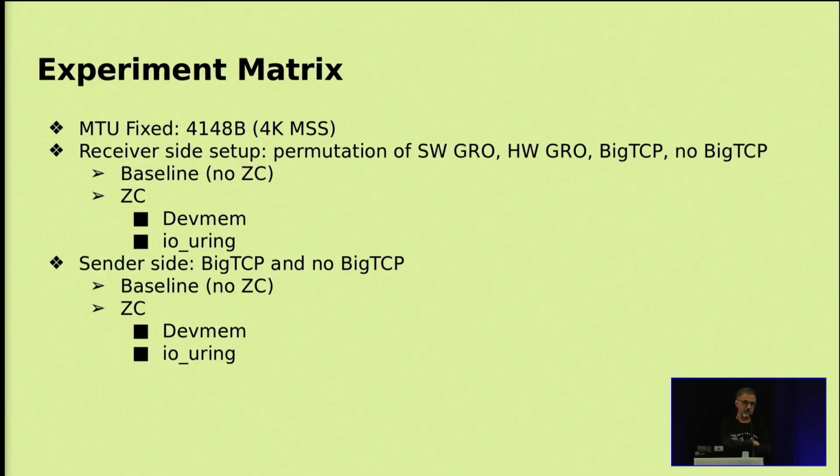We picked our test cases. We didn't want to do too many tests. So the receiver side is a permutation of software GRO versus hardware GRO versus big TCP versus no big TCP on both sender and receiver. Our baseline test is there is no zero copy. It's just a classical socket application with send and receive. And then we did zero copy with devmem and io_uring. And then on the sender side, we varied between big TCP and no big TCP with baseline. And for zero copy transmit, devmem versus io_uring. So any questions?